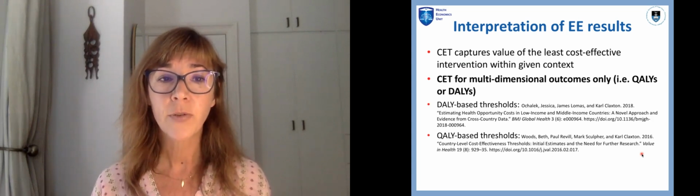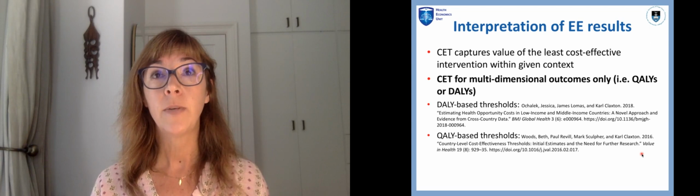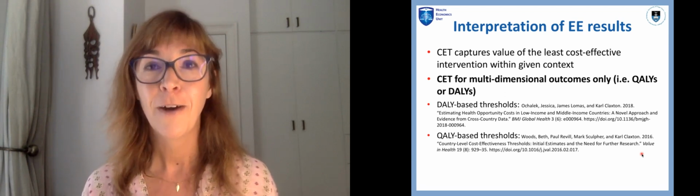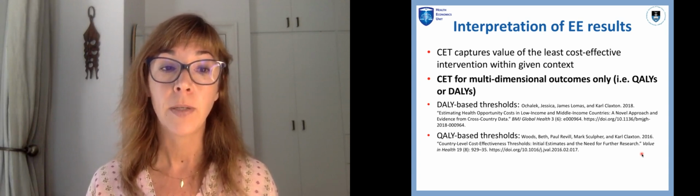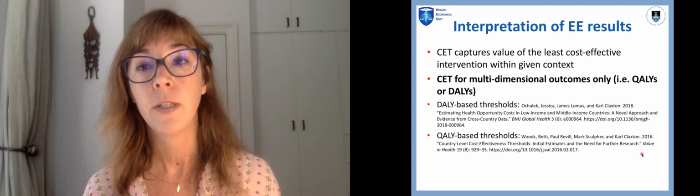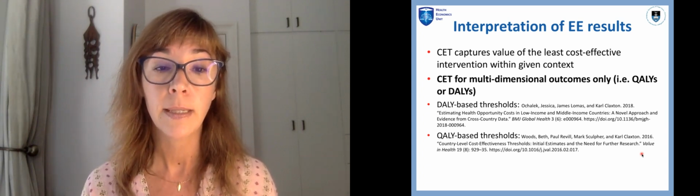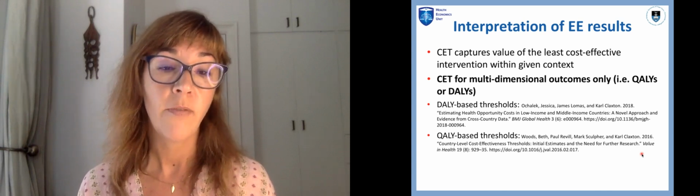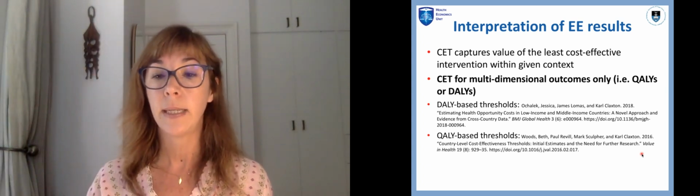So what is this cost effectiveness threshold? The CET captures the value of the least cost effective intervention within your given context. The complicated terminology is that it captures the marginal productivity of your health system. And you can only estimate a cost effectiveness threshold for multi-dimensional outcomes, so it's only for QALYs or DALYs. For a long time, we did not have any estimates of cost effectiveness thresholds available. But happily, we now have quite a few estimates available for low and middle income countries. DALY-based thresholds have been estimated by Ochalek et al., and QALY-based thresholds have been estimated by Woods et al. If you need to know the value of those thresholds, you can look them up in these two publications that I'm citing here.